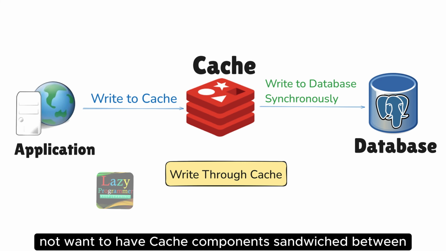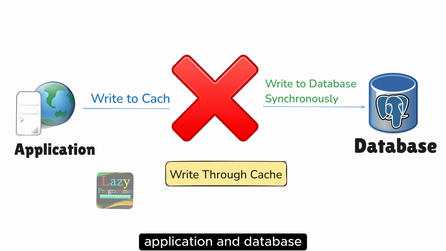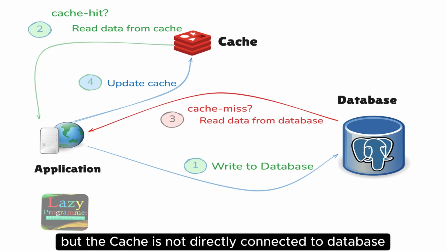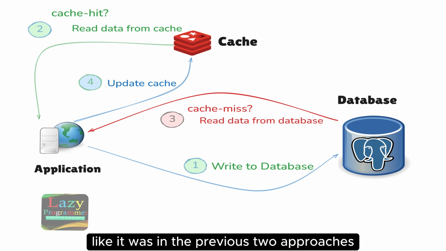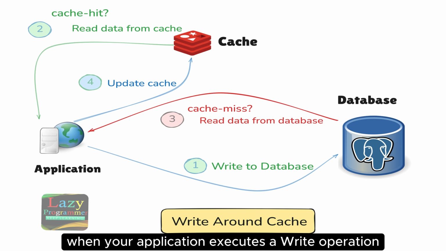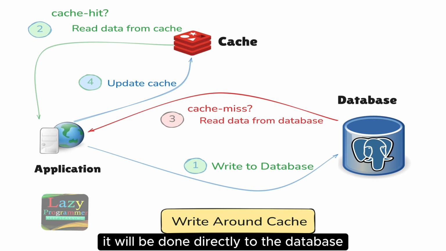Now suppose you do not want to have the cache component sandwiched between the application and the database. For that, you can keep it separate from the main application flow. Your application connects to both the database and your cache, but the cache is not directly connected to the database like it was in the previous two approaches. This is known as write-around caching. In this, when your application executes a write operation, it will be done directly to the database. So there is no role of the cache till this point.